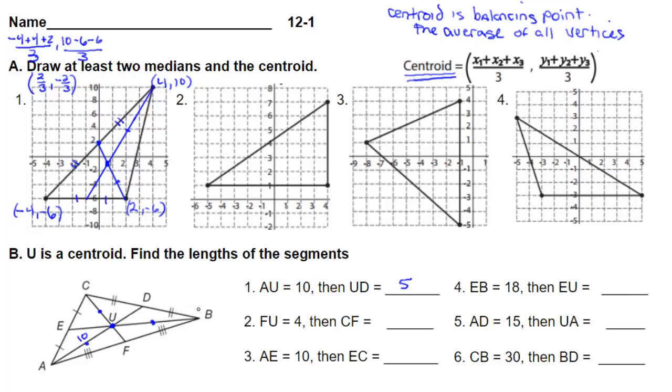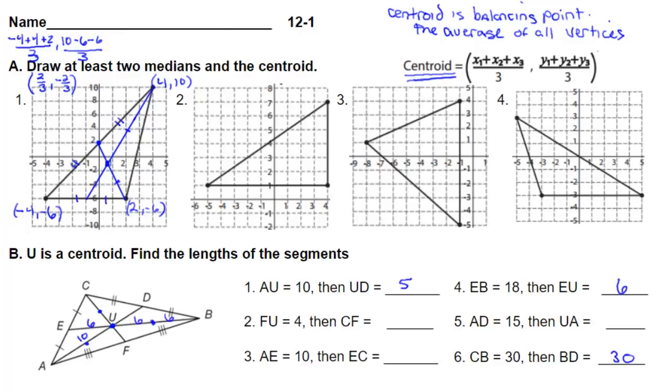Take a look at number 6. CB is 30. Well, CB is the length of the whole side. It's cut in half. So that means that BD must be 15. And if you look at number 4, EB, that's the length of one entire median. It's 18. So if I divide it by 3, then I'm going to find out that the short side would be 6. They're pretty easy.